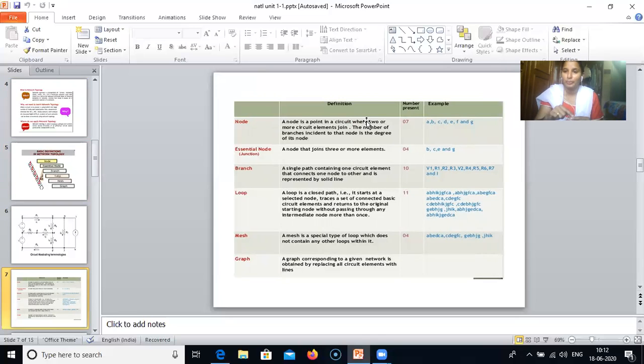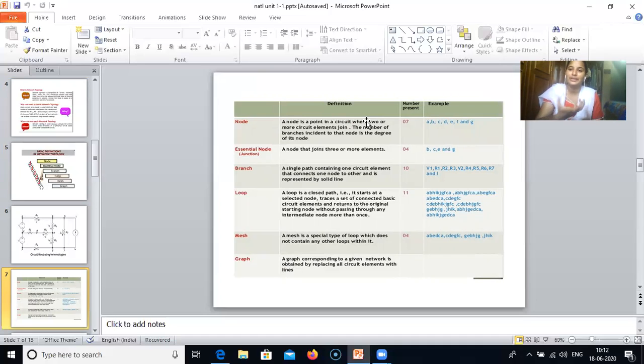Next one is the loop. Loop means always in a circle. So it starts at the same point and ends at the same point, and there should not be any intermediate nodes passing more than once. That is called a loop. Next one is a mesh. A mesh is the same as a loop, but intermediate loops must not be there in the mesh. Okay. Next one is the graph.